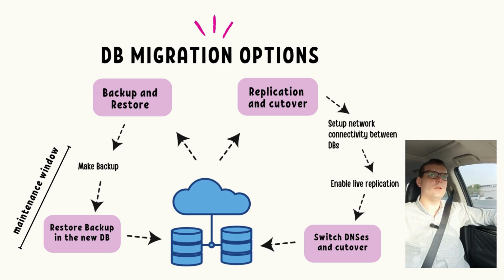When you create a replication, you establish connectivity between your two DBs, you create replication, go in replication, and then you cut over, you stop writing to your old DB and cut over at this moment and switch to a new DB.